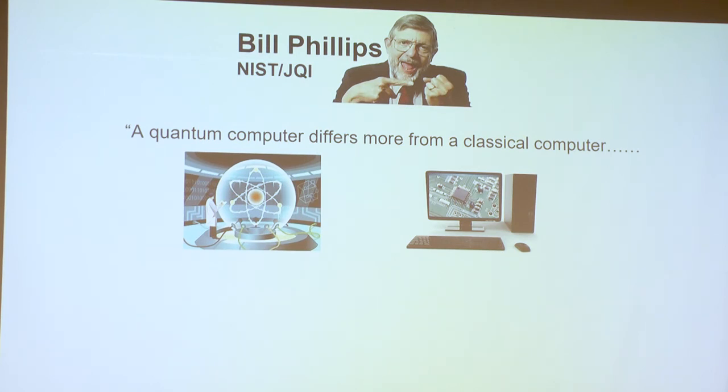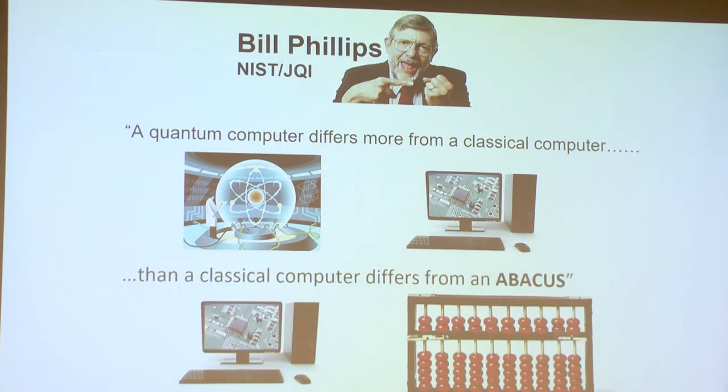He says that a quantum computer differs more from a classical computer than a classical computer differs from an abacus. And that's true because these look a lot different, a classical computer and an abacus, but they're basically the same Turing machine, the same physical universal principles of classical computing. These two things are different. They're totally different rules.